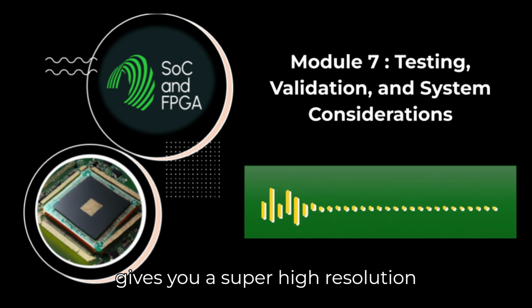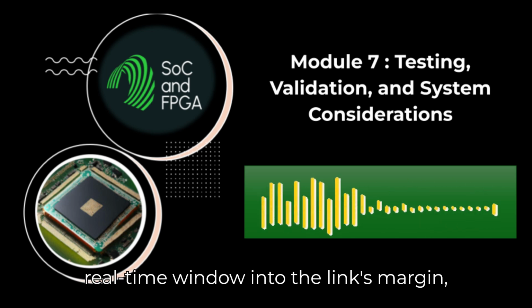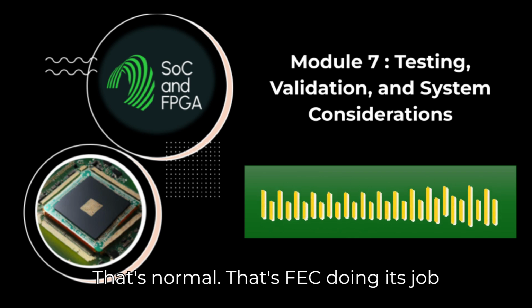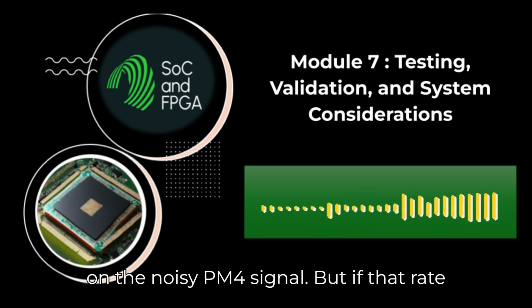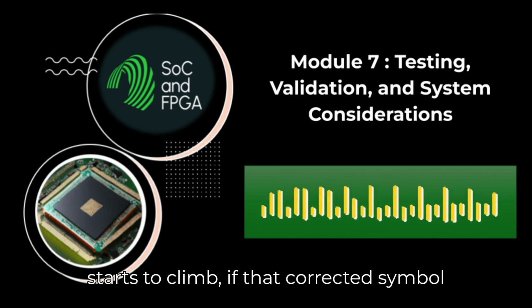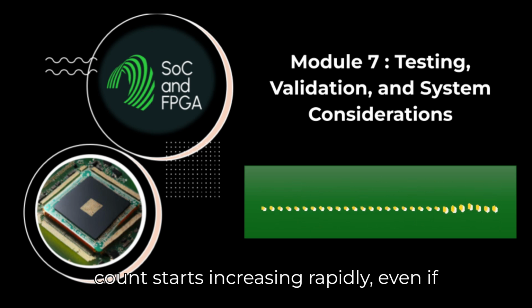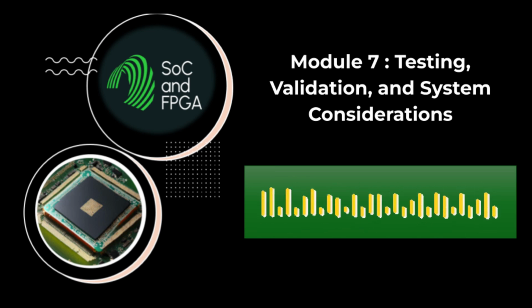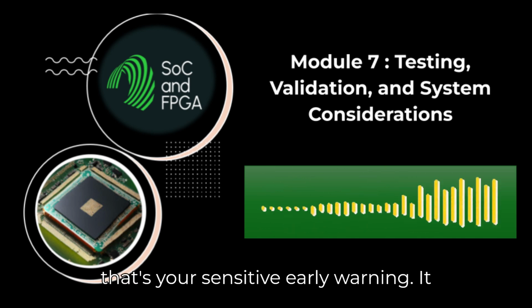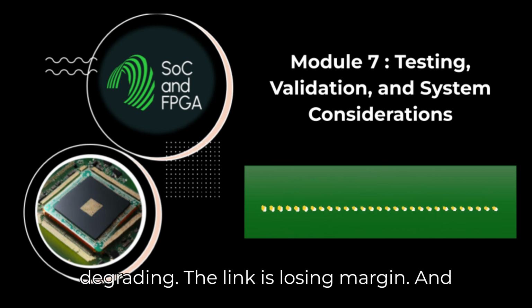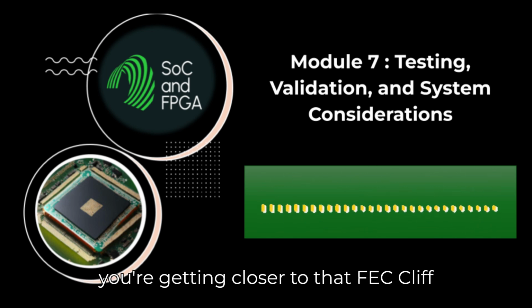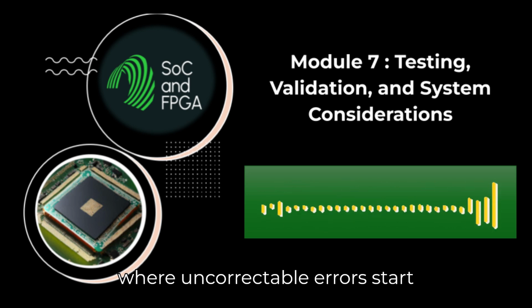Right. This gives you a super high-resolution, real-time window into the link's margin. A low, steady rate of corrected symbols, that's normal. That's FEC doing its job on the noisy PAM4 signal. But if that rate starts to climb? If that corrected symbol count starts increasing rapidly, even if the post-FEC BER is still 0, that's your sensitive early warning. It tells you the raw signal quality is degrading, the link is losing margin, and you're getting closer to that FEC cliff where uncorrectable errors start happening.